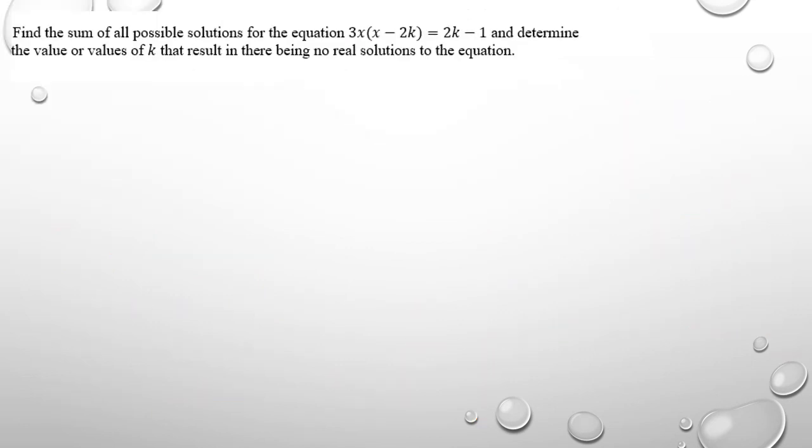Okay, there are two parts to this question in here. So the first part is you need to find the sum of all the possible solutions of this equation, and the second part is you need to find the values of k that gives you no real solution to the equation.